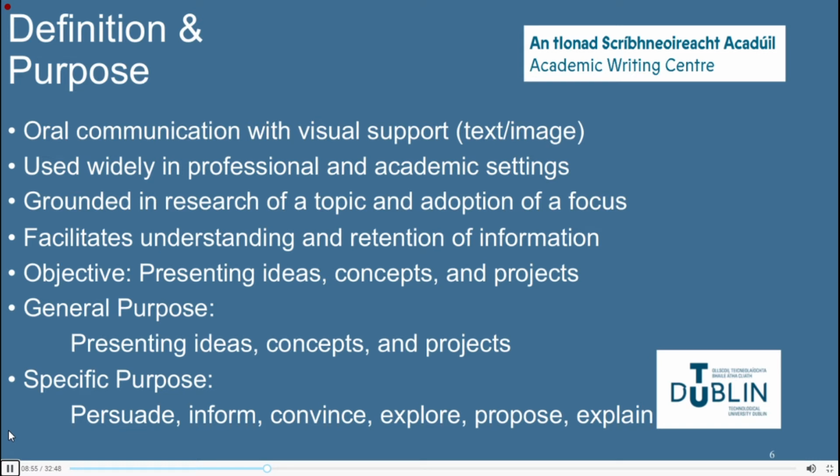Are we during this presentation trying to also persuade or convince, or just to inform, or just to explore, or to put forward a proposal, an explanation? So it is a good idea for you to remember what the purpose of the presentation is, and perhaps this links to the essay instructions that you have perhaps completed and that you're trying to transfer to a presentation mode.